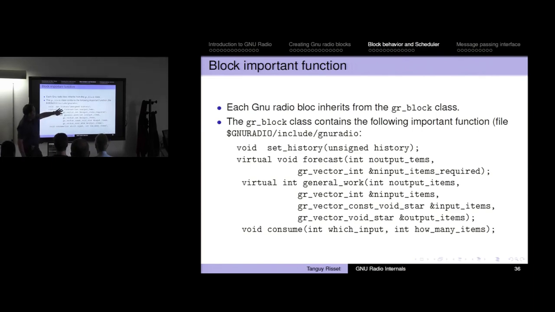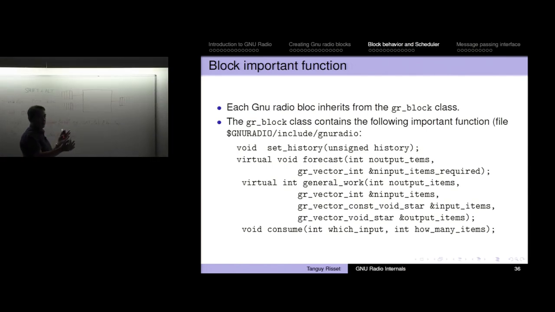There is this famous forecast method that Marcus talked about yesterday. The forecast method indicates to the scheduler how many input items you consume to produce an output item. Usually you do a block where for each output item you read one input item. For instance, if you do the sum of these two, you get one output. So the forecast method will indicate that you read one input item for one output item. But you have to indicate that to GNU Radio.